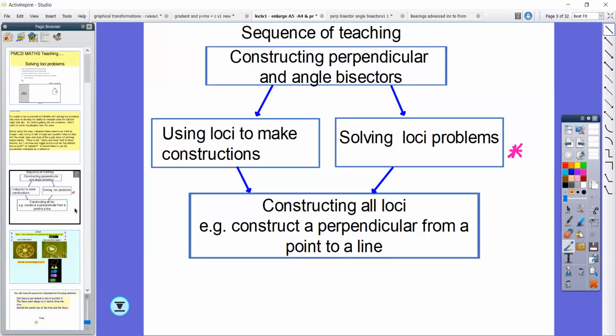Order of teaching. This links to the video I did on constructing perpendicular and angular bisectors, and that's where I'd start with loci. Actually, I don't start with this lesson. I'd start with that just to get the students' heads round two beginner loci that they can work on. If you have a look at that video first, you might find that useful as a stepping stone into this. And from there, loci problems, before the final loci, all of the other loci that we need to be able to do. Okay, so we're going to solving loci problems.